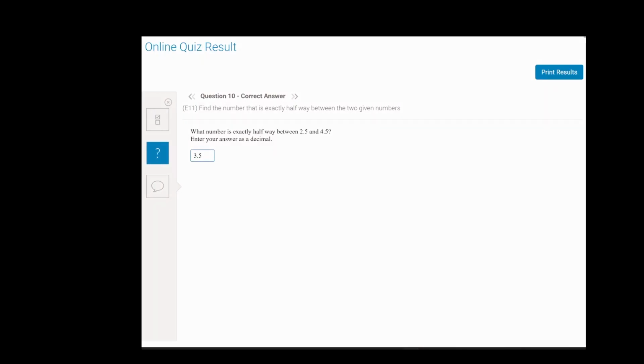Question 10. One number is exactly halfway between 2.5 and 4.5. This one is quite easy. There is no number in between them, so it's 3.5.